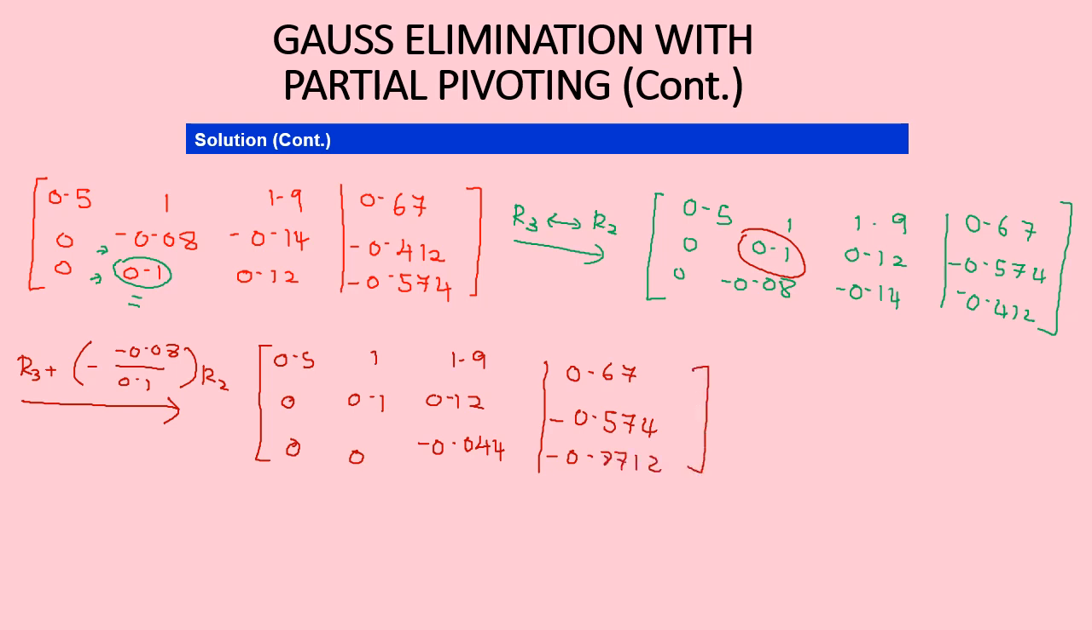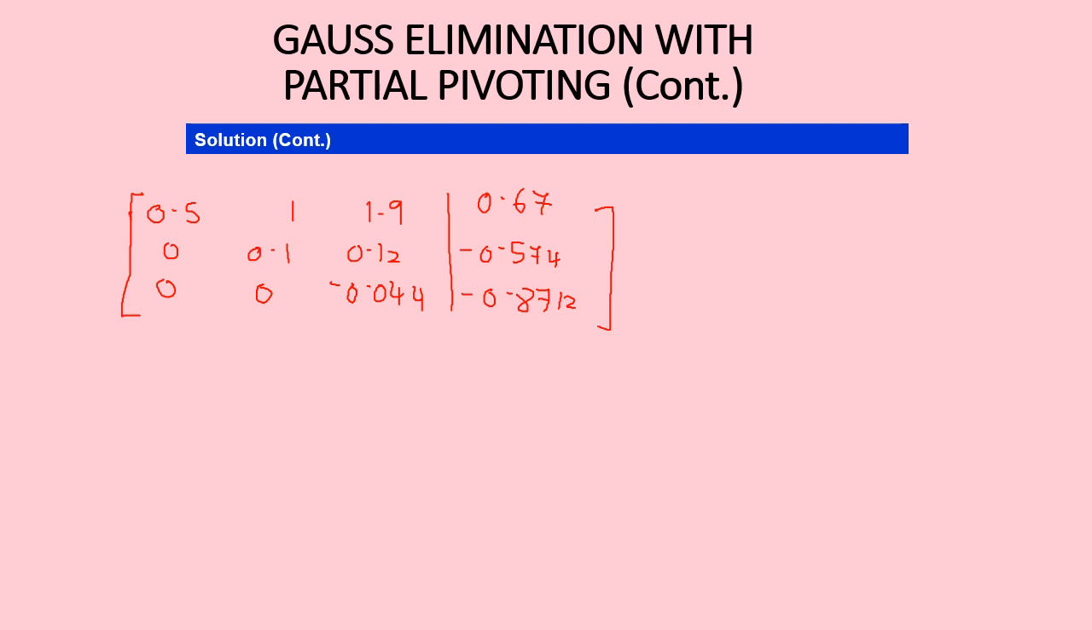Now from here, our matrix A already has upper triangular form. This one, here, this is already in upper triangular form. Since we already have our matrix in upper triangular, now we can do the backward substitution to find the value for x1, x2, and x3.